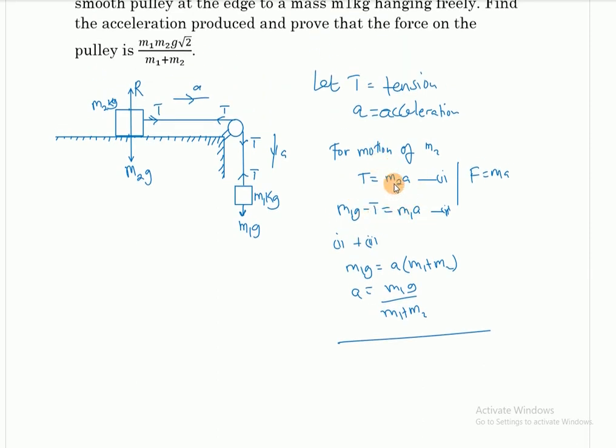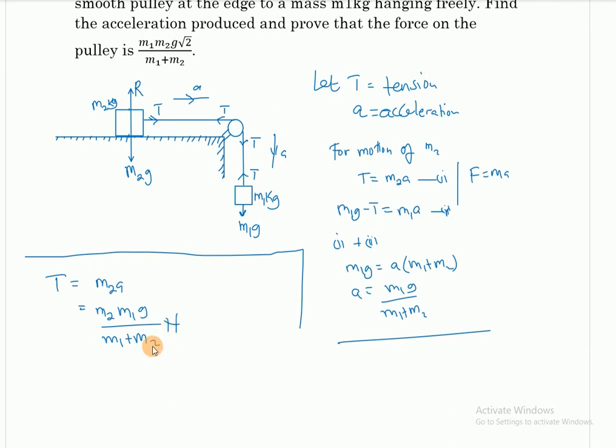And now the tension is m2a. Tension from equation 1, tension is equal to m2a, which is equal to m2 into m1g divided by m1 plus m2. That is what we have there as the tension. That one is in newtons.